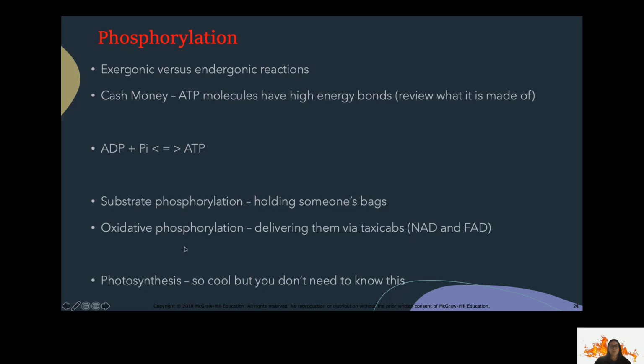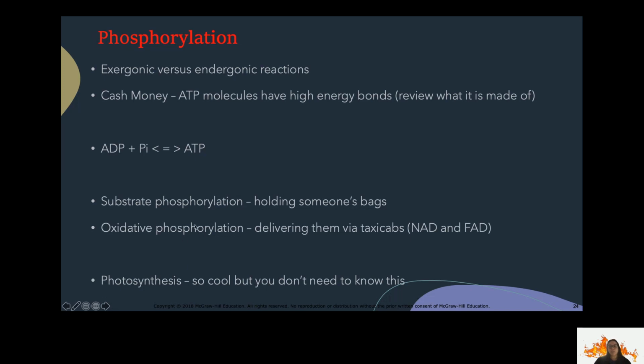So there are 2 types of phosphorylation events. The first one is called substrate level phosphorylation. This is when a different molecule will kind of hold on to the phosphate and then hand it back as needed. So I equated that to kind of holding someone's bags. So a substrate holds onto the phosphate and then gives it back to ATP when necessary.